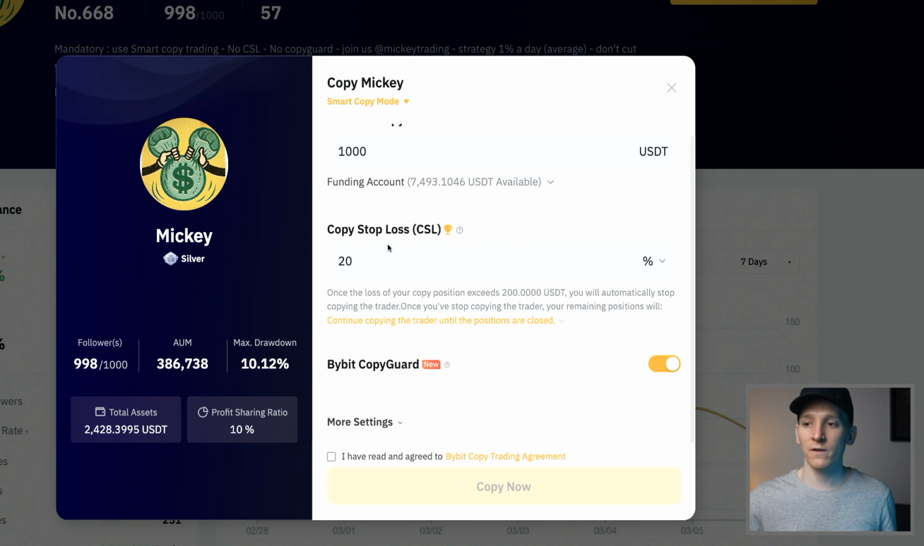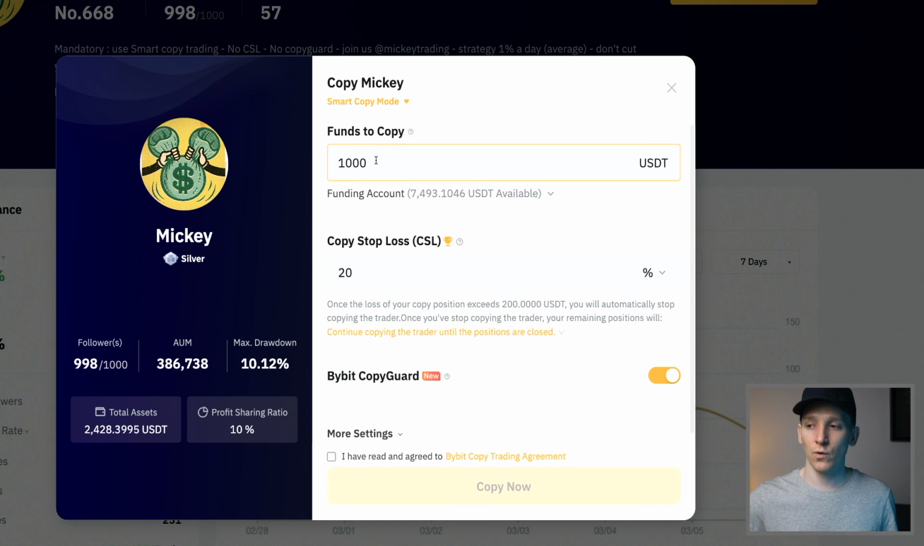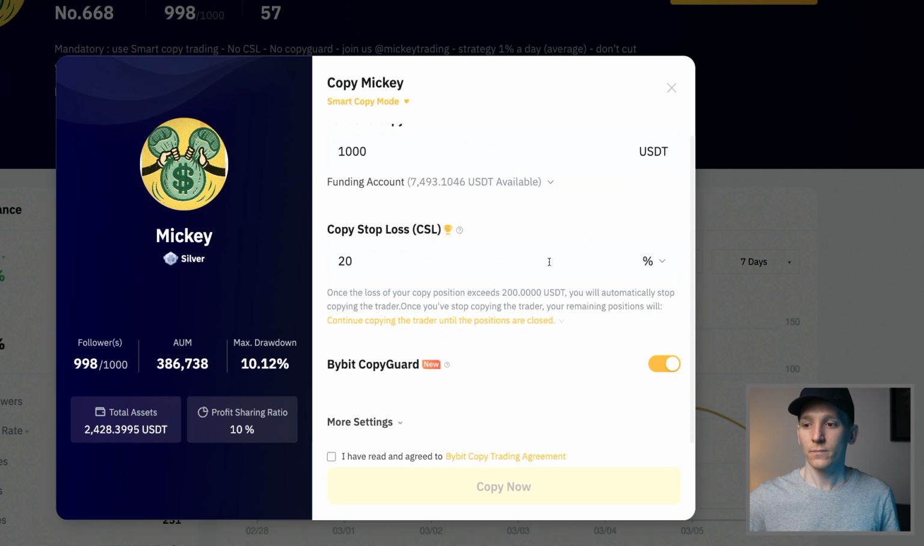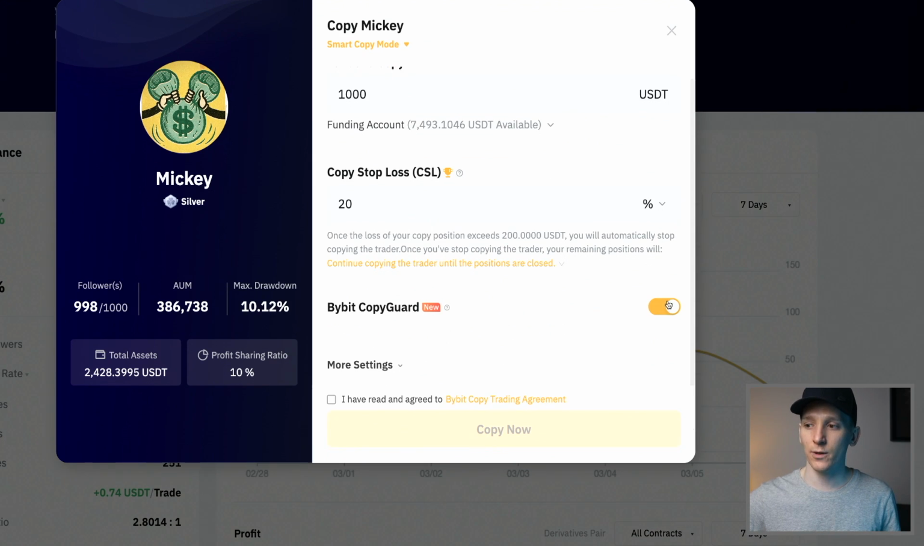This copy stop loss is for your wider account balance. So not individual trades, but in general, if you put 1,000 towards the trader and all of the trades in general are at a 20% loss, then you can stop copying them and/or exit immediately, whichever one you want to do. Now, Bybit Copy Guard here is something that you might want on.